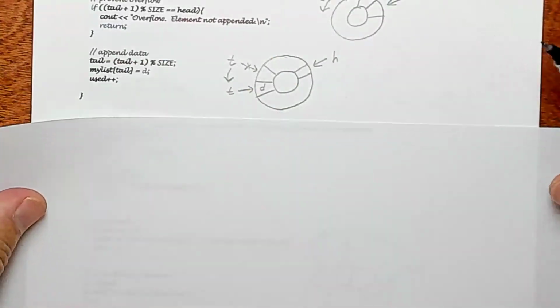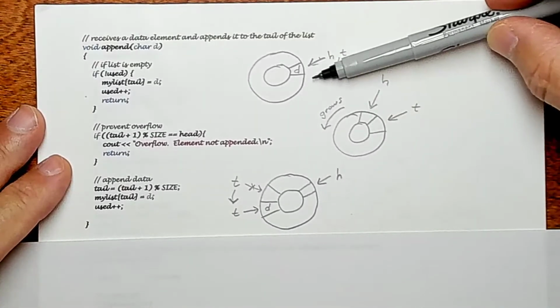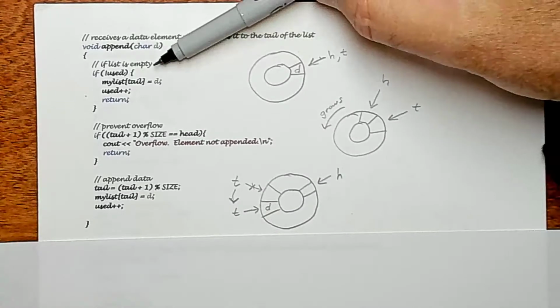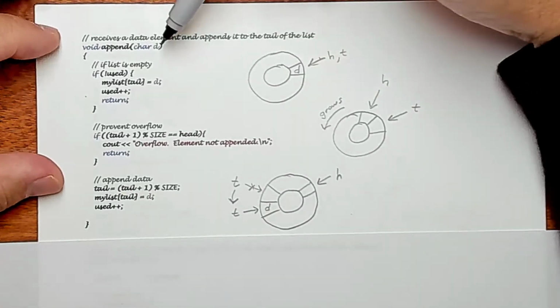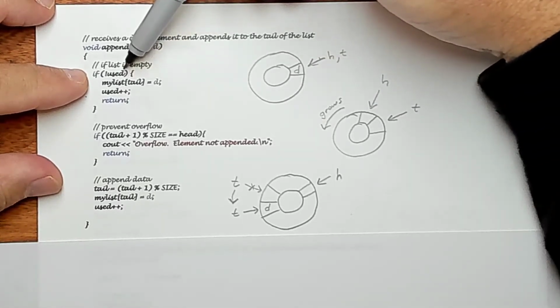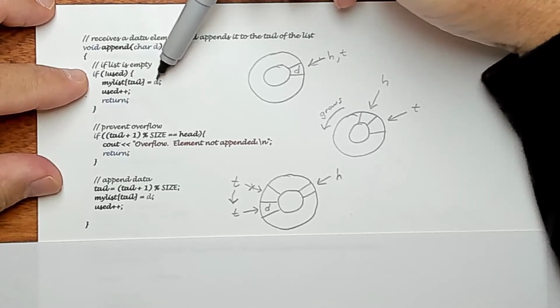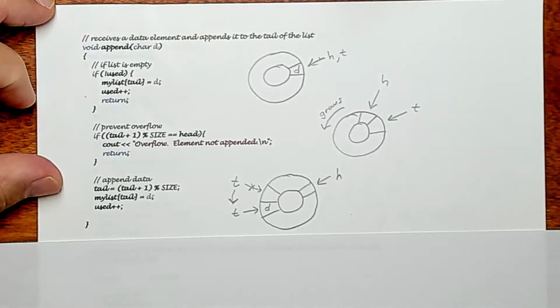So the first one is append. What I've got here is a kind of diagramming method to document and help explain what is happening in the code. So here's what append does. First we check if the list is empty, and we can use the used variable to check if the list is empty. And if it's empty, then all you need to do is put the data at the tail. So that's this line right here. And then increment used to 1, and then leave, and you're done.